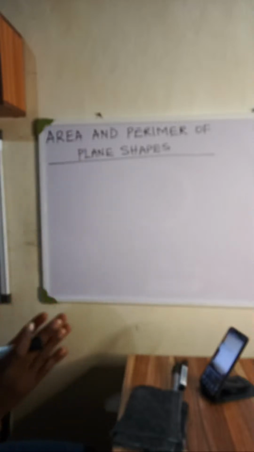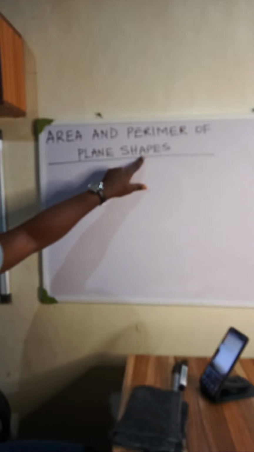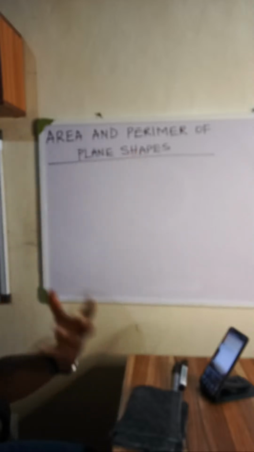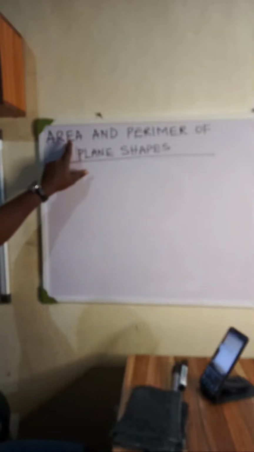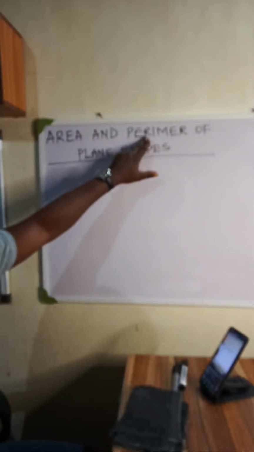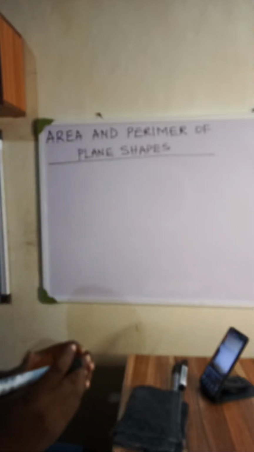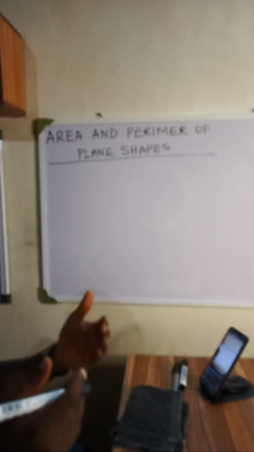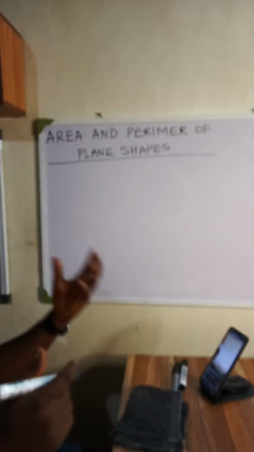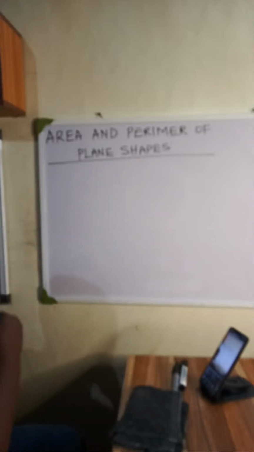Before we go into solving questions, the first thing we need to know is what plane shapes are. When we know what plane shapes are, then we'll ask ourselves what area means and what perimeter means. So the first thing you need to do is understand the terms involved in the topic. Then you can easily solve questions on those topics. So the first thing we need to know is what are plane shapes?